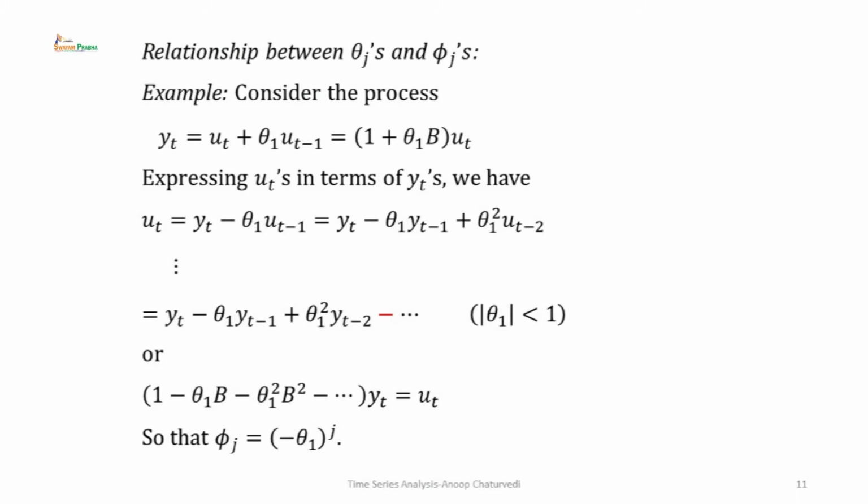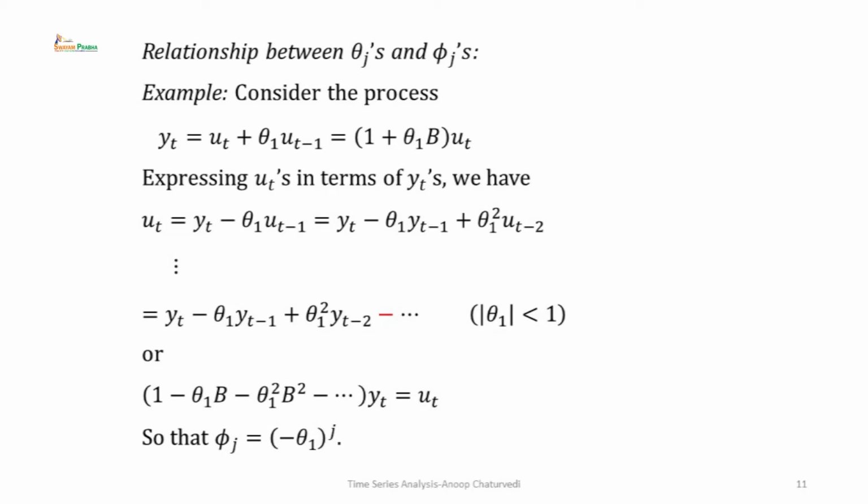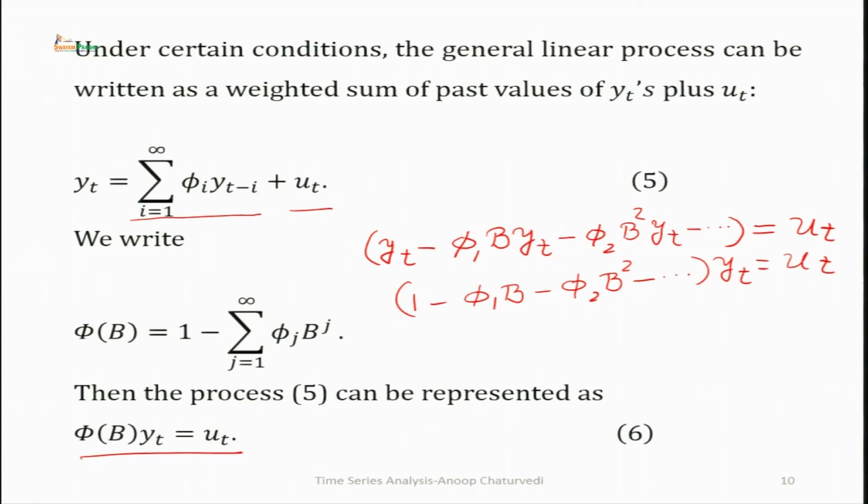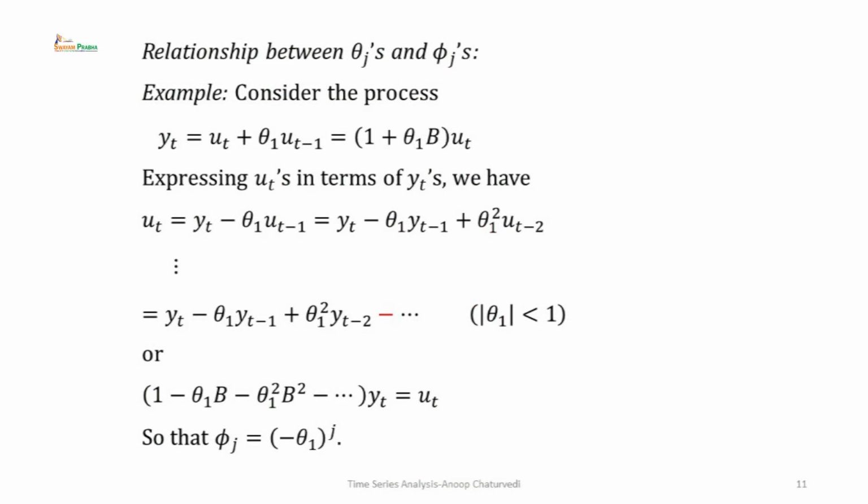Of course, in some other lecture we will discuss the conditions under which we can express the general linear process in this form. But just for illustration purposes, to show how you can write the first form of the general linear process into the second form, let us consider this process y t equal to u t plus theta 1 u t minus 1, or you can also write it as 1 plus theta 1 B u t.